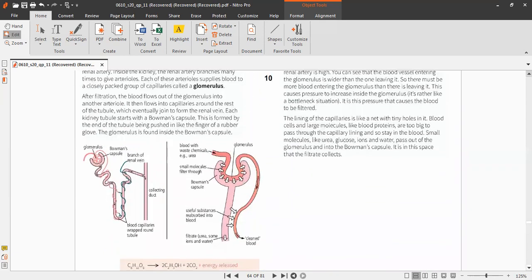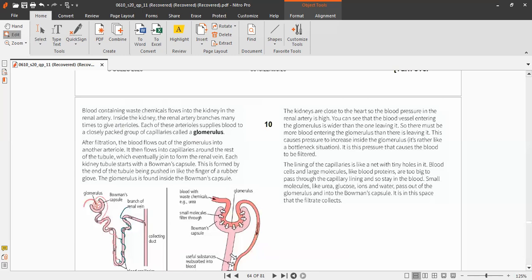Let's explain this part. Blood containing waste chemicals flows into the kidney in the renal artery. Inside the kidney, the renal artery branches many times to give arterioles. Each of these arterioles supplies blood to a closely packed group of capillaries called the glomerulus. After filtration, the blood flows out of the glomerulus into another arteriole. It then flows into capillaries around the rest of the tubule, which eventually join to form the renal vein.